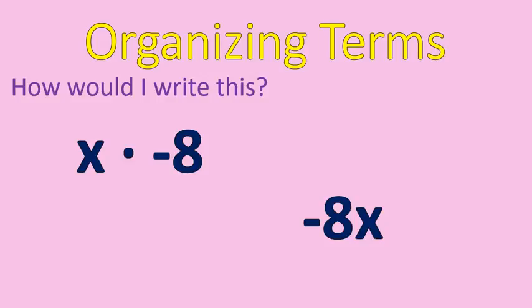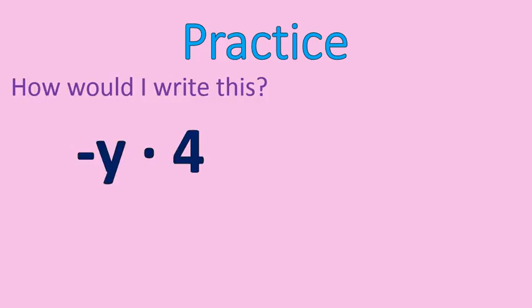So I've got some practice for you, manipulating some multiplication. I want to know, how would you write this? Negative y times 4. Go ahead and pause the recording, try that one out. Negative y times 4. Did you write it as negative 4y? If so, you're exactly right. This is how you would write that term, negative 4y. The sign goes first, the number goes second, the variable goes at the end.